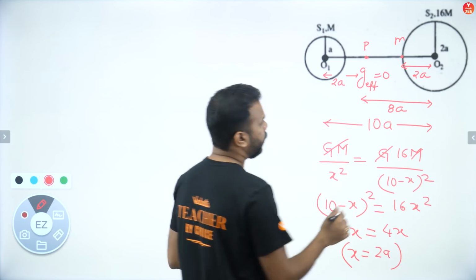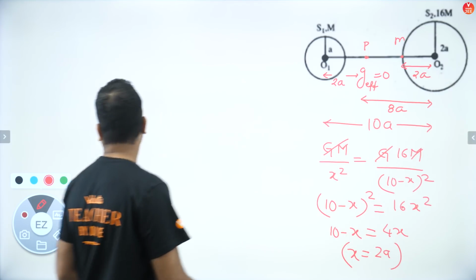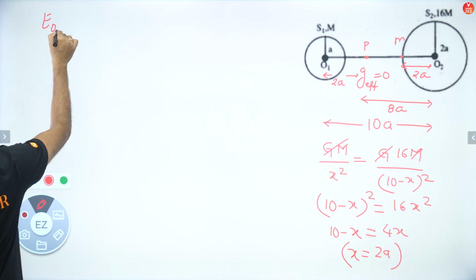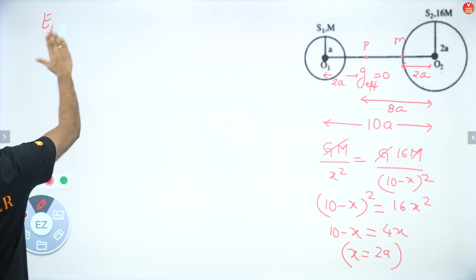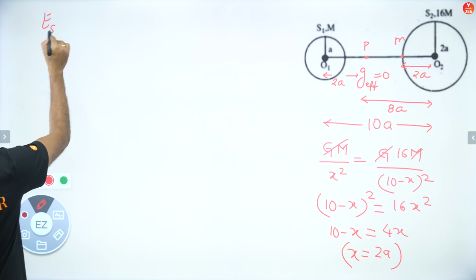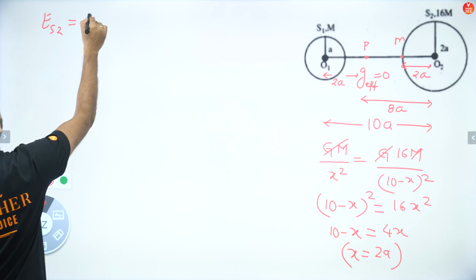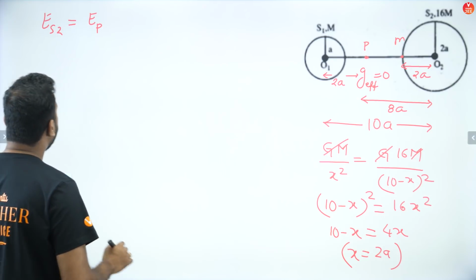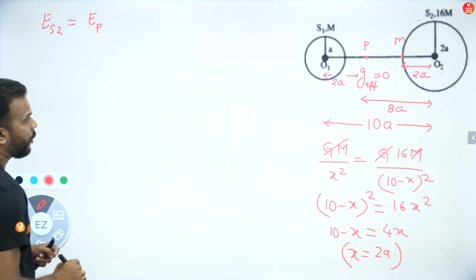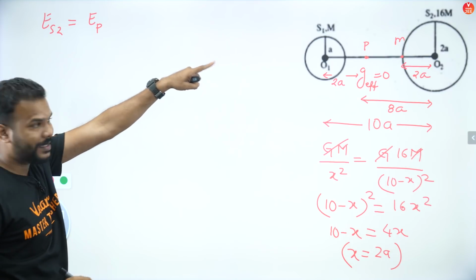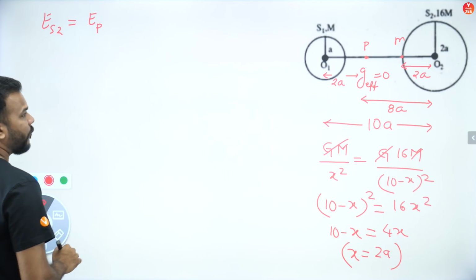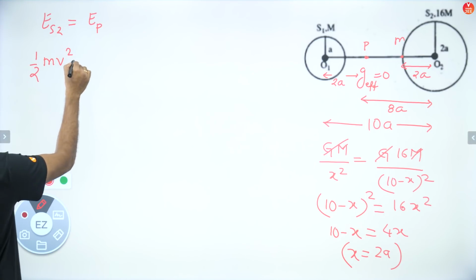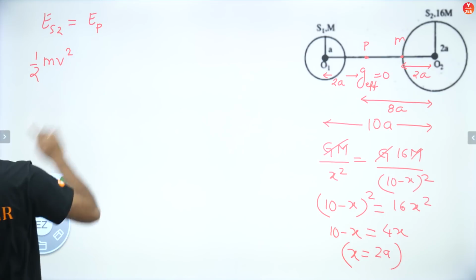Okay, now what I'll do is basically conserve the energy. So when I say that energy at O2, or let's say the surface of S2, should be equal to energy when the body has reached point P. So when you are writing the value of the energy of the body at the surface of that star, it has got some velocity, so it has the kinetic energy, that is half mv square. And now you will be writing the potential energy.